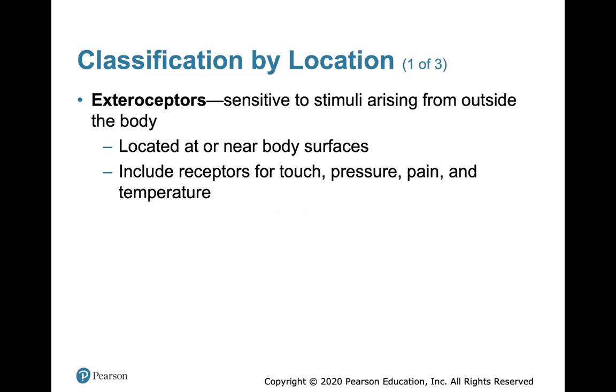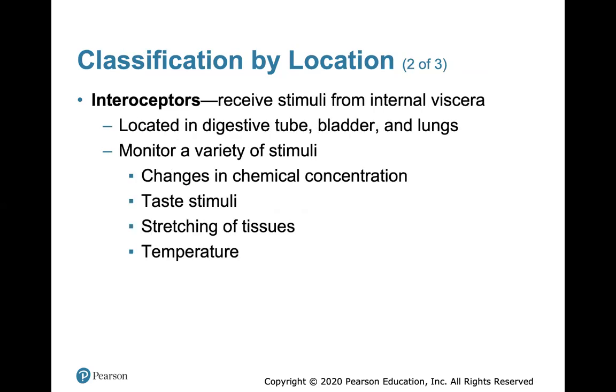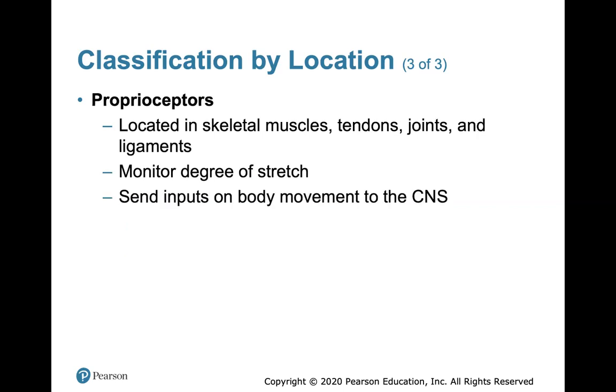The sensory receptors are also classified according to their function and structure. Exteroreceptors are sensitive to stimuli arising from outside the body, like touch, pressure, pain, and temperature. Interoreceptors receive stimuli from internal viscera or organs. They will be located in your digestive tract, the bladder, and lungs, and they will monitor a variety of stimuli like chemical concentrations, taste, stretching of tissues, and temperature. Proprioceptors are located in skeletal muscles and joints, and they monitor the degree of stretch and will send that input on the body movement to your central nervous system.